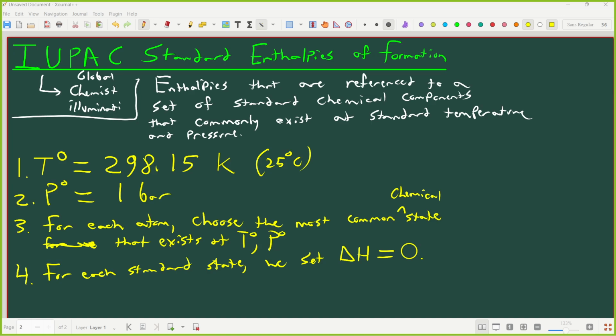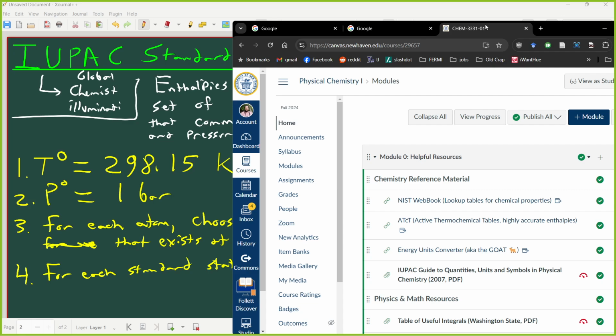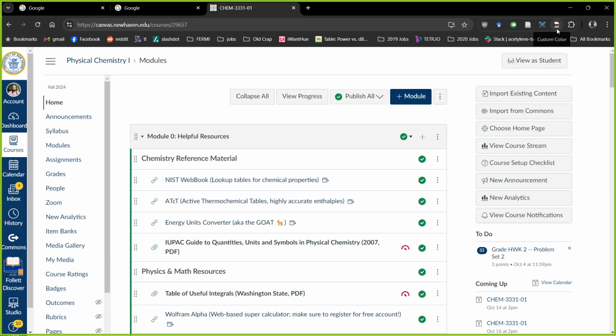The current homework doesn't really focus too much on this, but it's going to come into really big use for us in the next homework when we talk about equilibrium, where we'll use these numbers more consistently. So here on Canvas, on Module 0, I have 2 links at the top: chemistry reference material, this NIST webbook, and this ATCT, active thermochemical tables. These are really nice resources for this class.